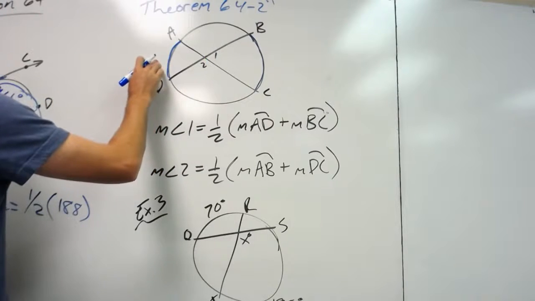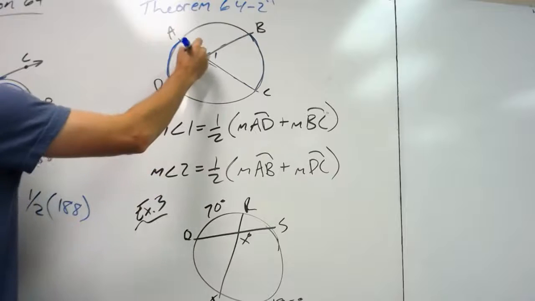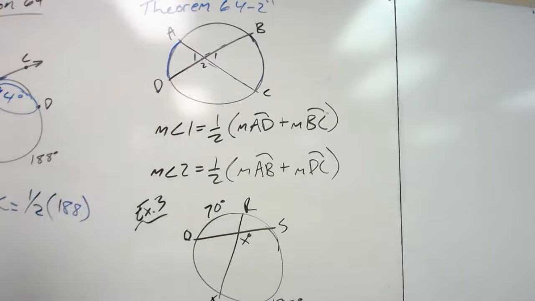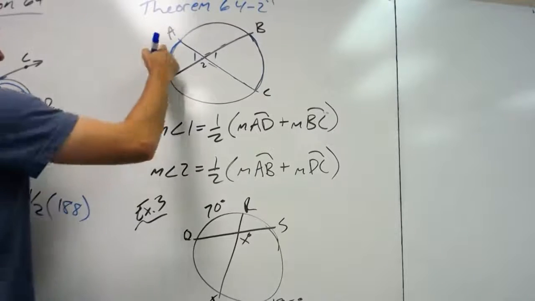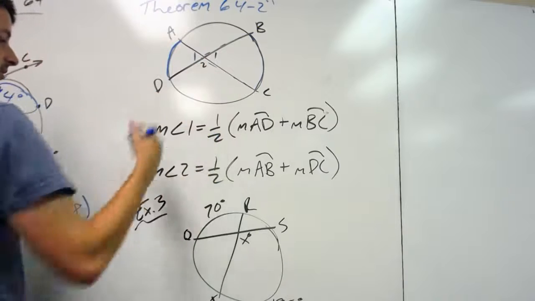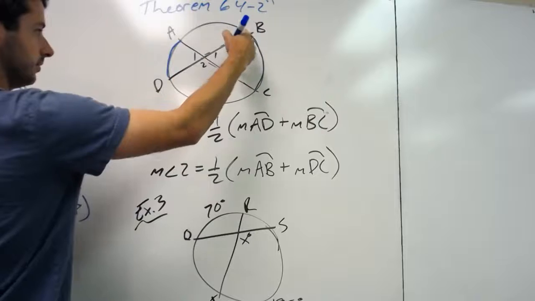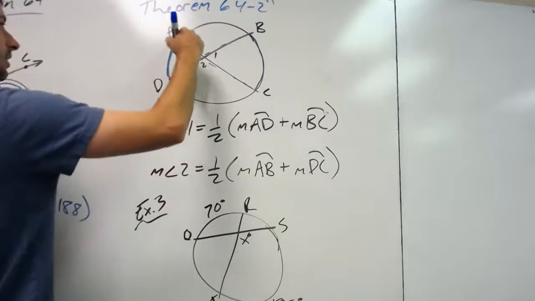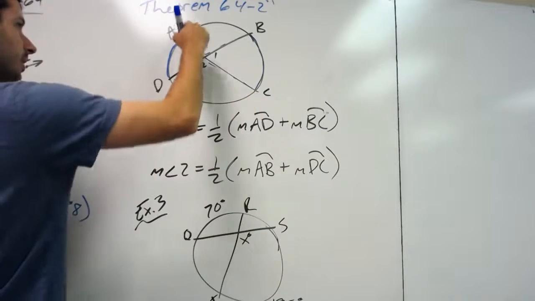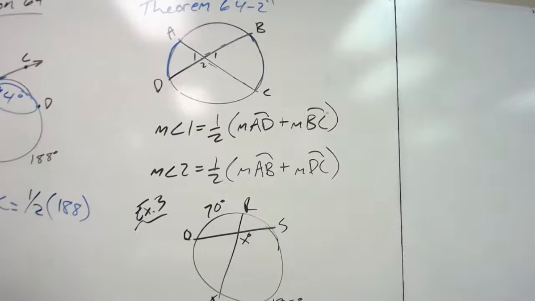Why is AD still intercepting even though this is the angle? Well, if you remember, these right here are vertical angles, so these are actually congruent. So arc AD plus arc BC divided by 2 would equal angle 1, and then angle 2 would be half of arc AD. I think I said AB on the last one, I meant AD. AB plus DC. These two arcs added together and then divided by 2 would equal angle 2.